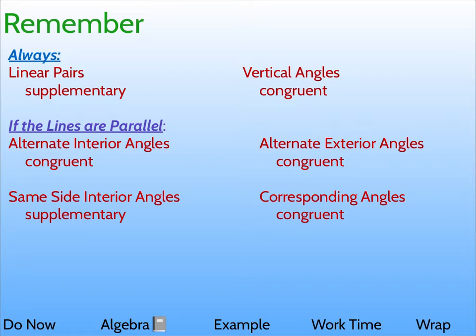Now, specifically, when we have two lines cut by a transversal, and those lines are parallel, so we have a line here and a line here, and they're parallel, and we have a transversal cutting through them, then these four relationships down here are also true. The alternate interior angles are congruent, the alternate exterior angles are congruent, the corresponding angles are congruent, and the same side interior angles are supplementary. Same side supplementary, to help you remember it.